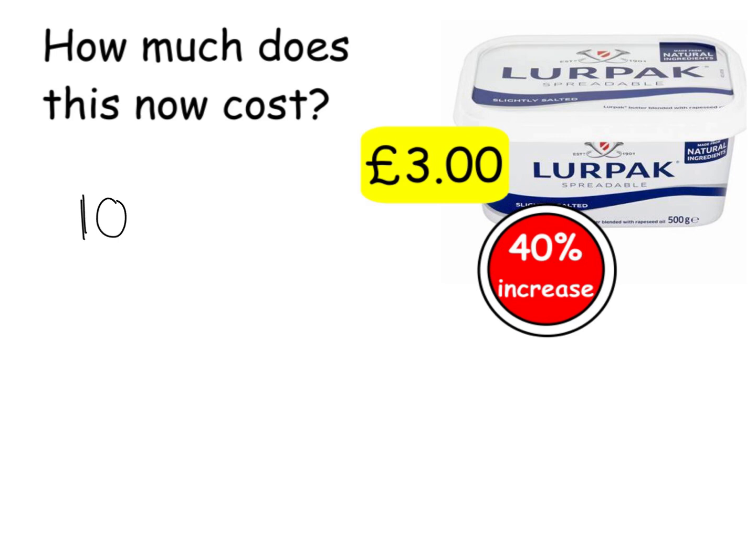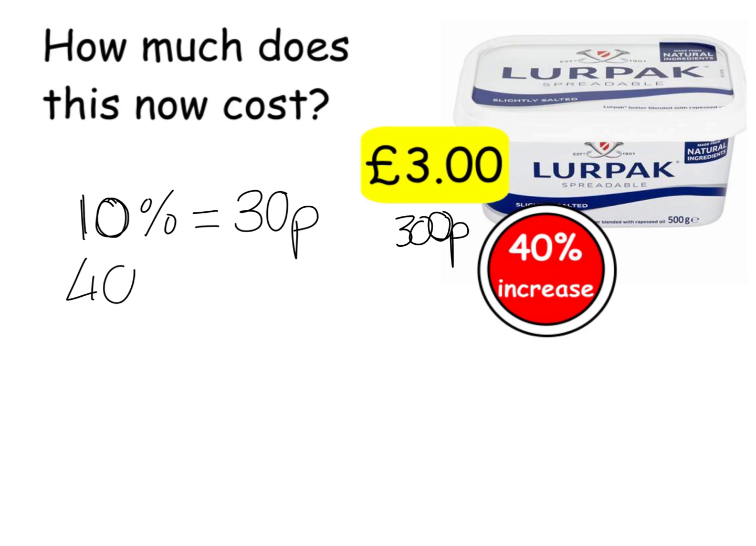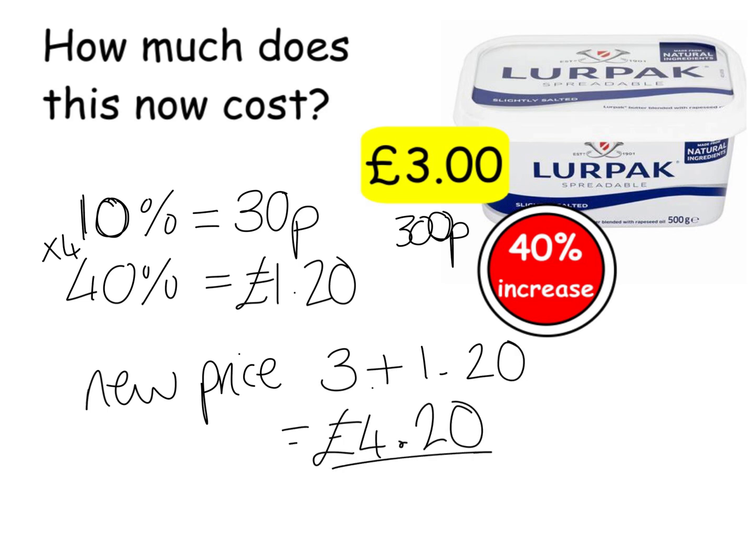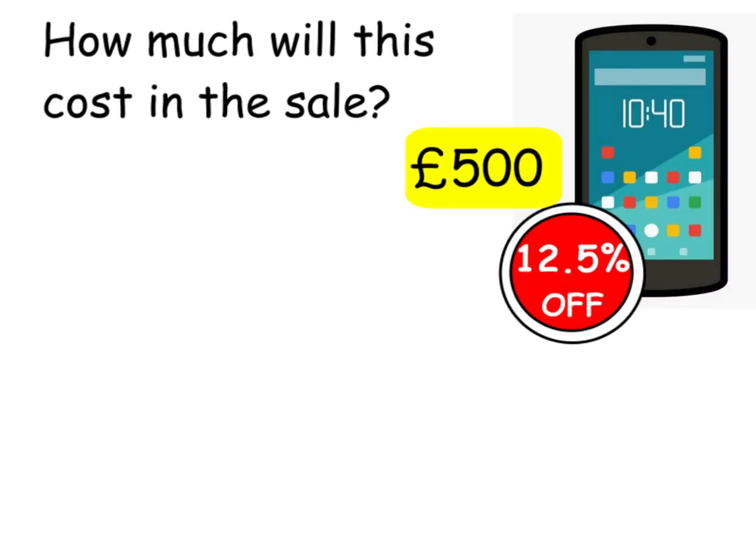So if the butter has gone up by 10%, 10% of £3, think of that as 300p. Divide it by 10 to get 10% means that it's gone up by 30 pence if it's 10%. 40% is 4 lots of 10. So we're going to do 30p times 4, which is £1.20. So the new price will be £3 plus £1.20, which gives you a new price of £4.20 for your butter. Astronomical.